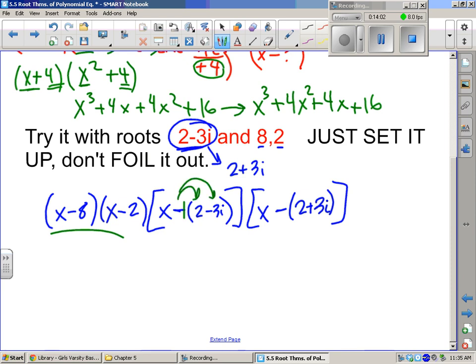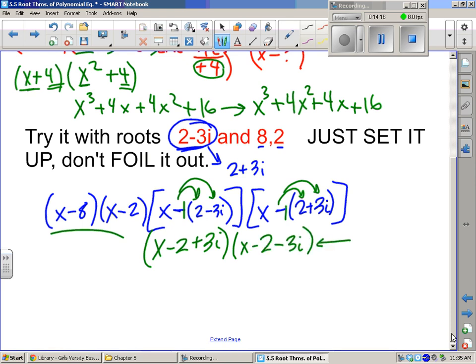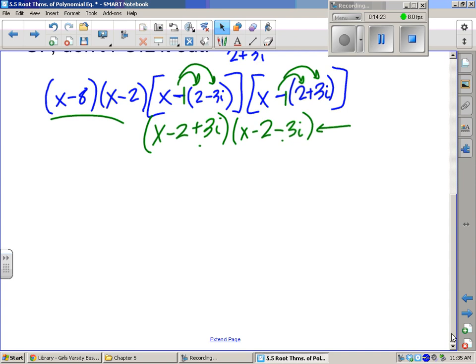So first thing we need to do is just distribute this negative to both. That is really important. You're not distributing the x. So this is going to change to minus 2 plus 3i. And this is going to change to x minus 2 minus 3i. So if you notice these parentheses, the only thing that is different is the sign on the 3i. Everything else should be the same. And then we need to multiply those together.